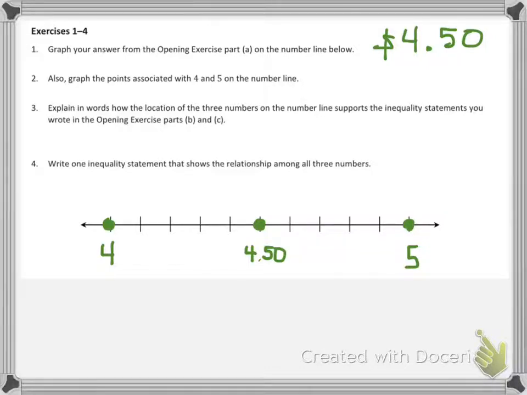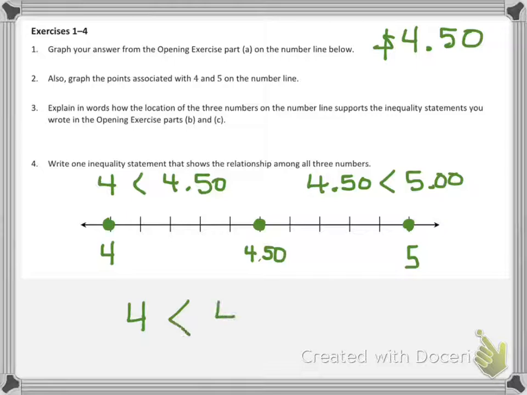Okay, explain in words how the location of the three numbers on the number line supports the inequality statements you wrote in the opening exercise. Well, I said $4 is less than $4.50, and then I said $4.50 is less than $5. So I've got those two inequalities. And then lastly, we're just going to write one inequality statement that shows the relationship among all three. And this is a compound inequality where I'm going to say 4 is less than 4.50, which is less than 5. And now they're all related.